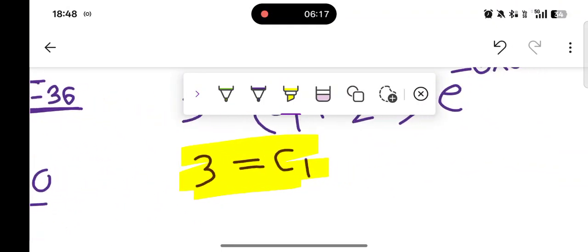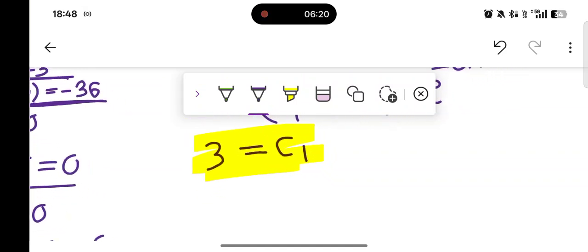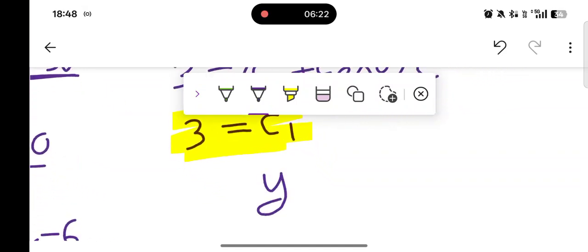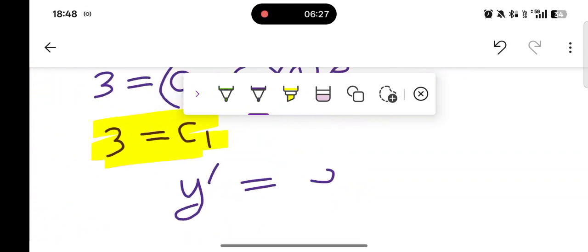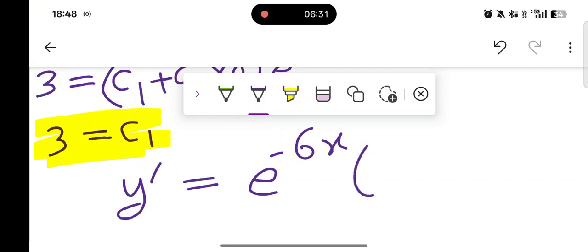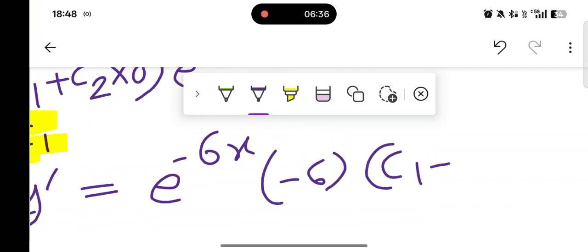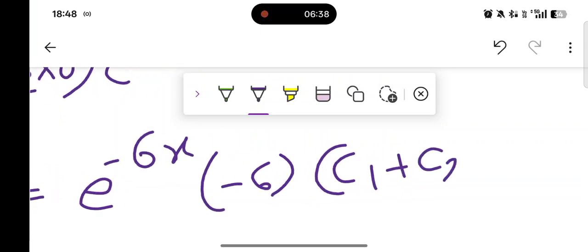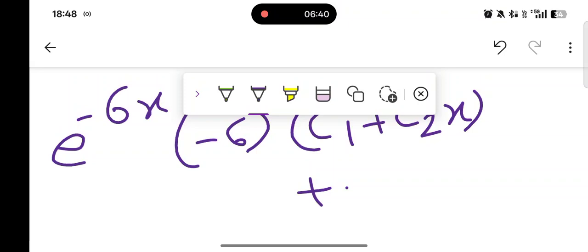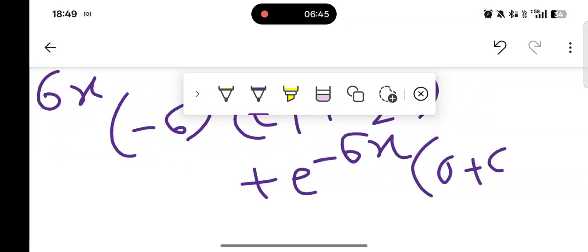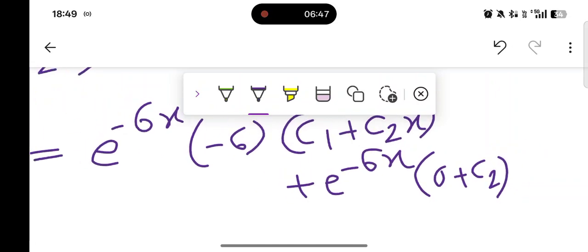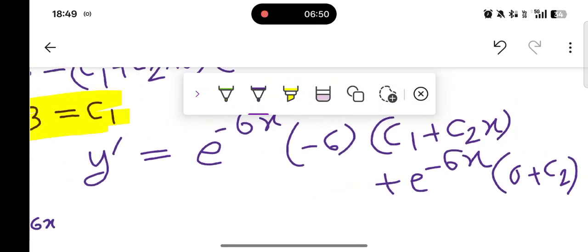We have to differentiate the solution, the CF actually. So let's say y dash is equal to what? e to the power minus 6x, I'm taking it common, into minus 6 into (C1 plus C2 x), plus e to the minus 6x into (0 plus C2). I am using the UV rule, right? So you can understand, right?